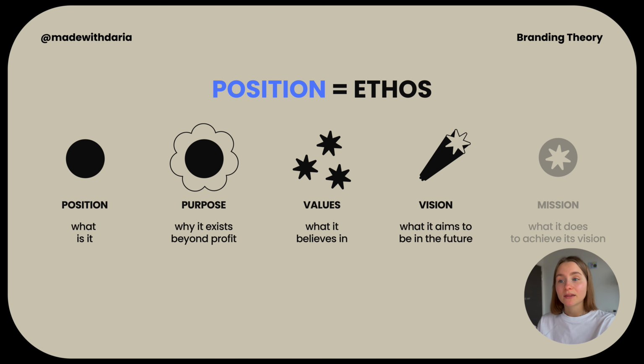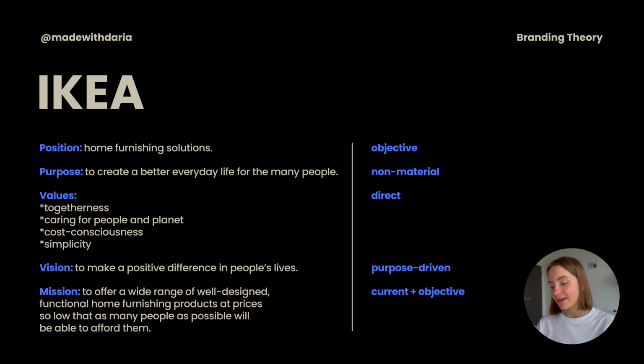And finally, the mission is a statement in relation to a brand's current set of goals and actions that will be taken in order to achieve that vision and reinforce the purpose. The mission statement is usually a bit longer than other positioning statements, in terms of it has more words. Going back to IKEA, as you can see, it's a bit lengthier. IKEA aims to offer a wide range of well-designed functional home furnishing products at prices so low that as many people as possible would be able to afford them.